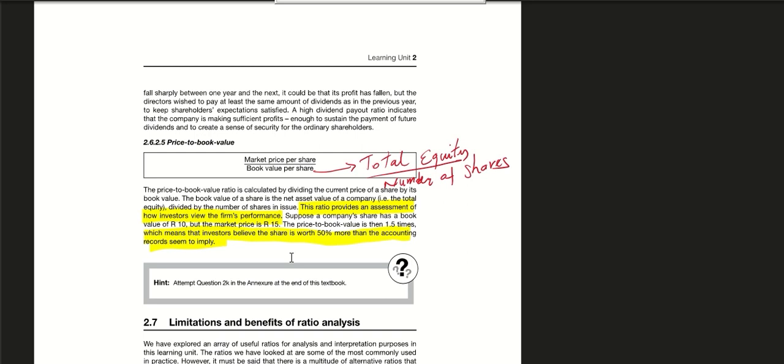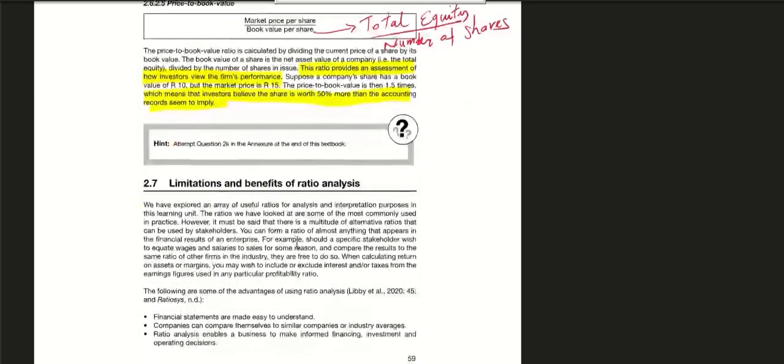For example, suppose a company share has a book value of 10, but the market price is 15. 15 divided by 10 gives us a price to book value of 1.5 times, which means that investors believe the share is worth 50% more than the accounting record seems to imply. Okay, so there are limitations, obviously. Like I said, this needs to be taken into context.